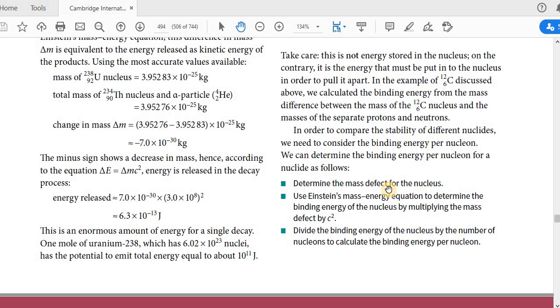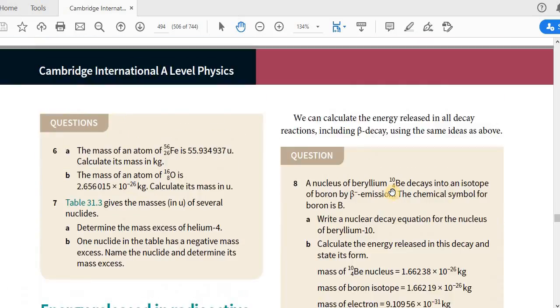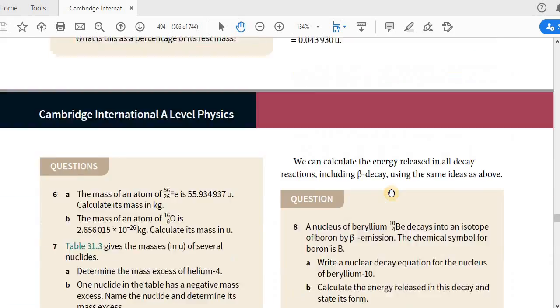If you take the individual masses and add them together, and then subtract the mass of the nucleus, the mass of the nucleus is lighter than the mass of the individual neutrons and protons together. So that difference will give you the mass defect. Then mass defect times c squared will give you the binding energy. And if you want to find the binding energy per nucleon, you divide it by the number of nucleons.